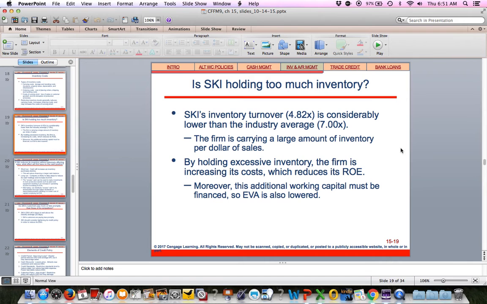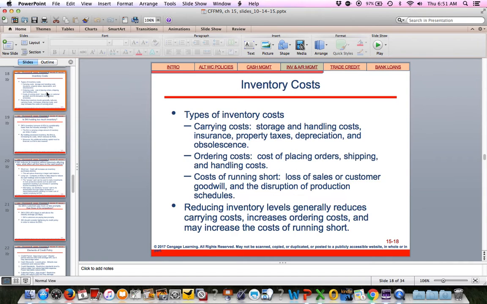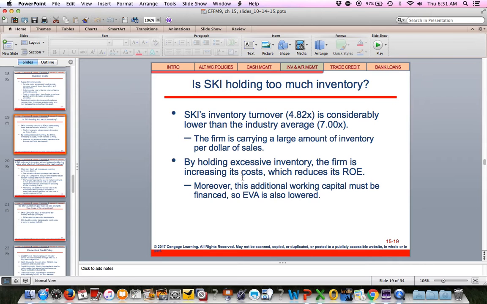By holding excess inventory, the firm is increasing its costs, which reduces return on equity because there's just, again, all those costs that come into play that we just got done mentioning about holding too much inventory. I have too many carrying costs now, potentially some more ordering costs. I'm not running short most likely, but my carrying costs definitely are higher than they would need to be because I hold too much inventory.